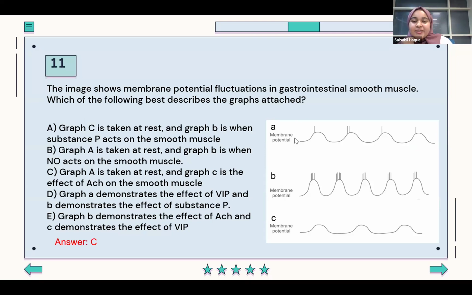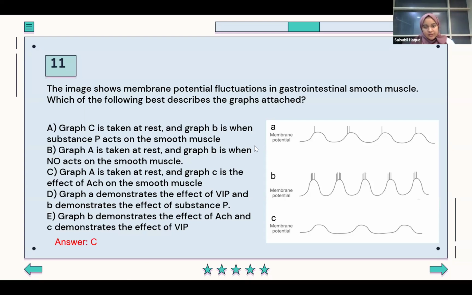Okay, so in this graph, A is taken at rest, B is taken when you have stimulation, and C is taken when you have inhibition of the neurons. So yeah, as you correctly mentioned, A is at rest, you still have some spikes. B is when you have stimulation. Stimulation is through acetylcholine and substance P, whereas inhibition is through VIP and nitric oxide or NO.